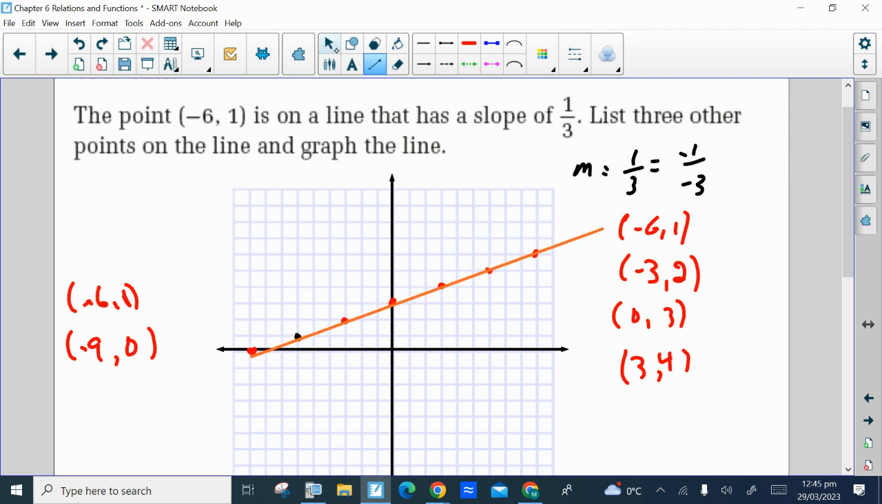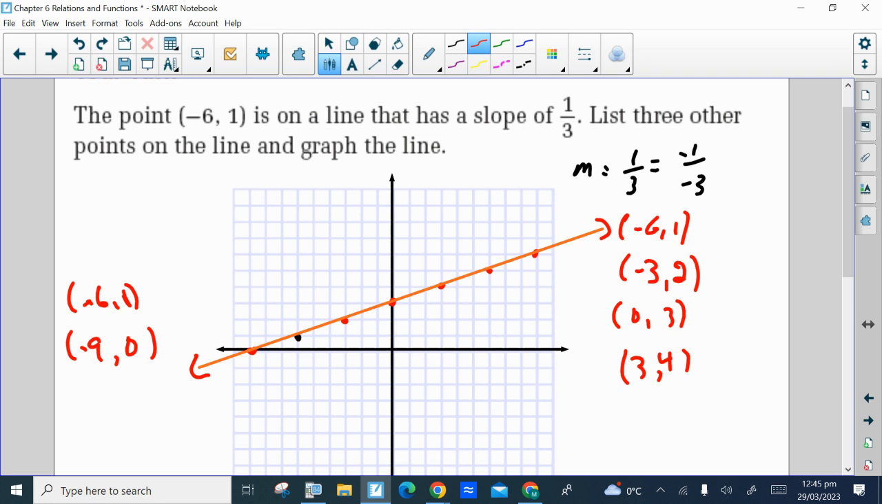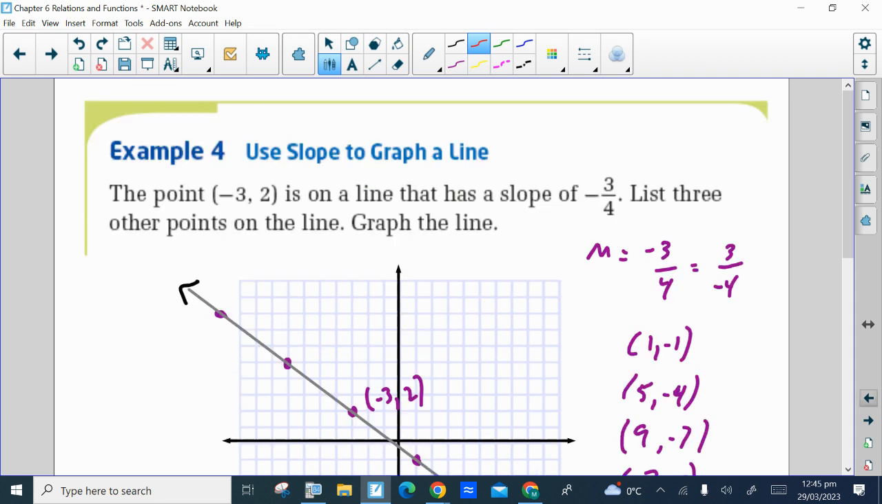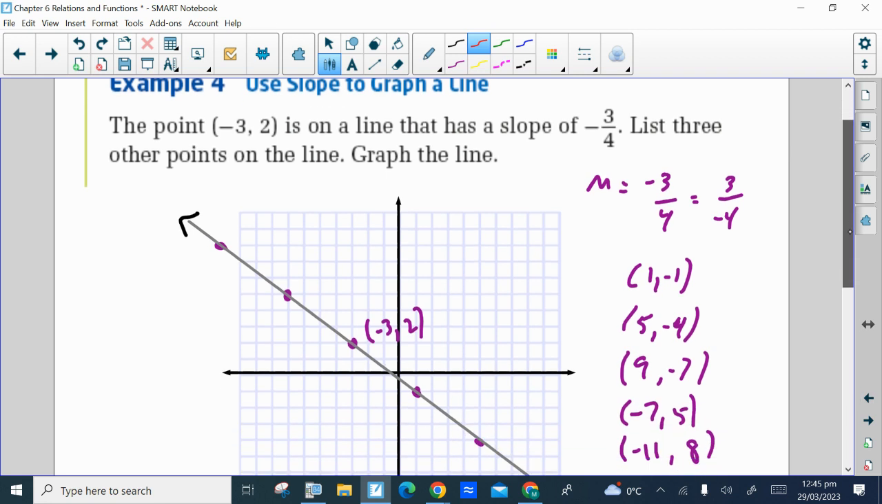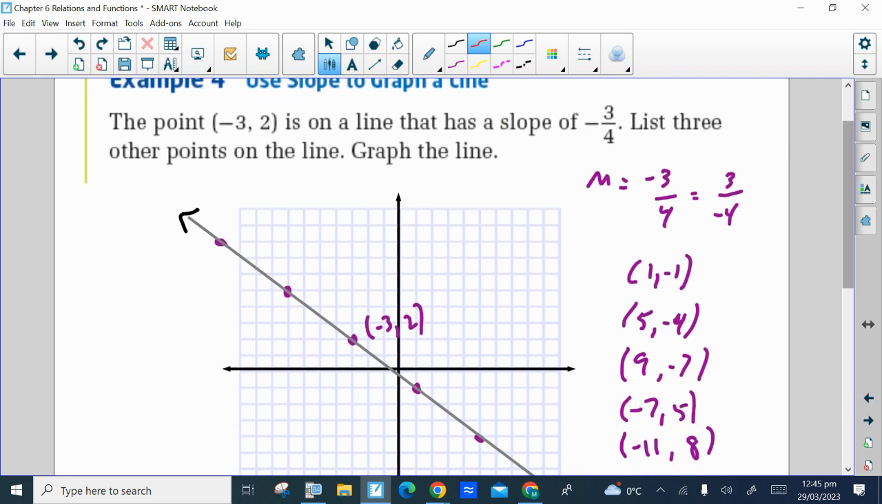Because all the points line up, they all form one line. And we always put arrows on the end. Notice in this case that this line rises as you go left to right because the slope is positive. On the previous example, the graph fell as you went left to right because the slope is negative.